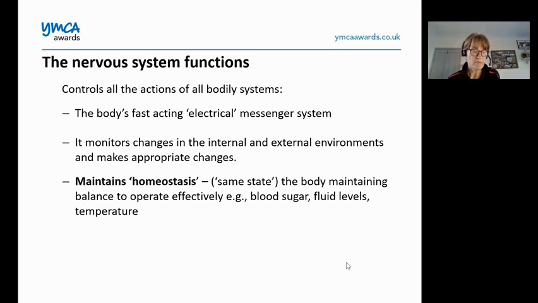The nervous system also makes adjustments to the physiological settings of our body because those need to stay within an almost constant state. And this is known as homeostasis, which means same state. And it just means keeping a lot of our body systems within very small limits so they're able to function effectively. And good examples of these are blood sugar, our fluid, water levels, and temperature.